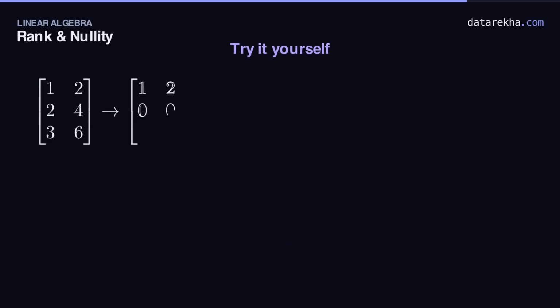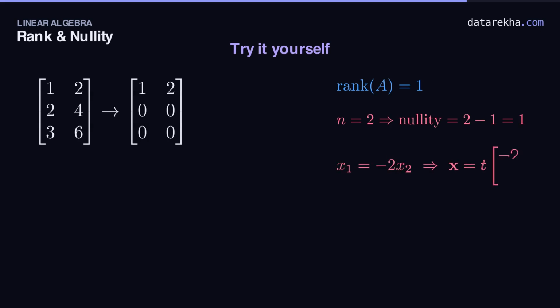Here's the walkthrough. Rows 2 and 3 are just 2 and 3 times row 1, so both collapse to zeros. One pivot. The rank is 1. With 2 columns, the nullity is 2 minus 1, which is 1. For the null space, the one equation is x1 plus 2x2 is 0. So x1 is minus 2x2. Let x2 be t, and the null space is t times (minus 2, 1), a line. And notice rank 1 plus nullity 1 is 2, which is n. If you got that, you've genuinely got this.